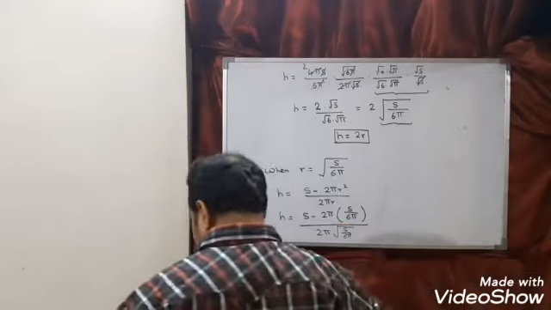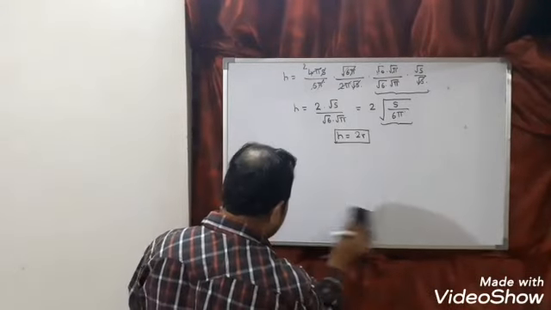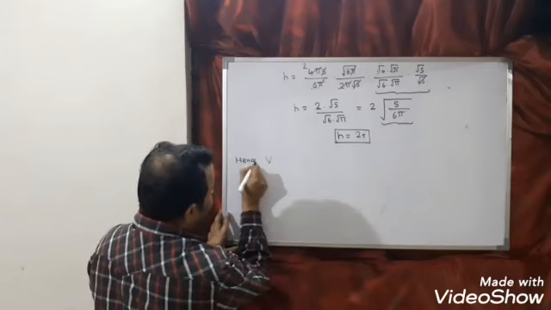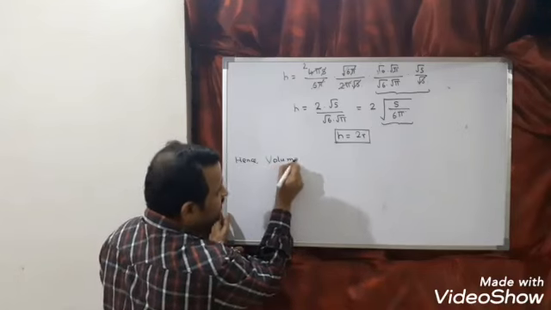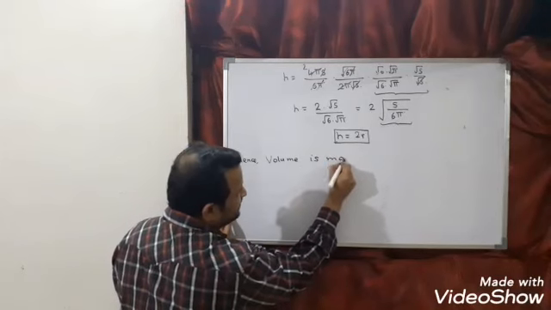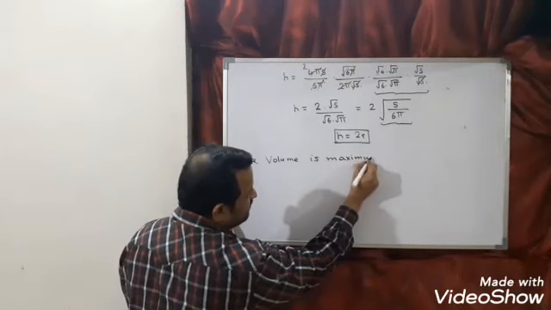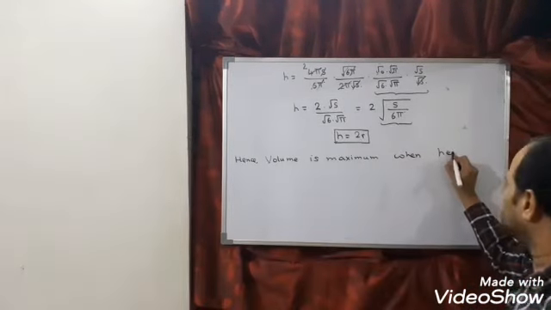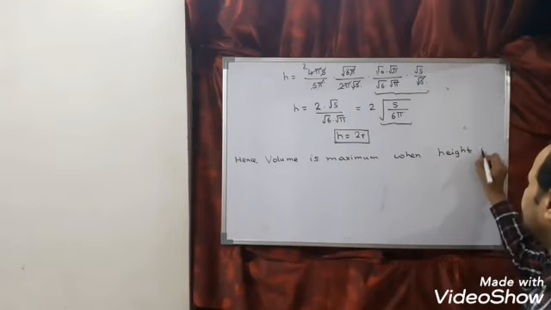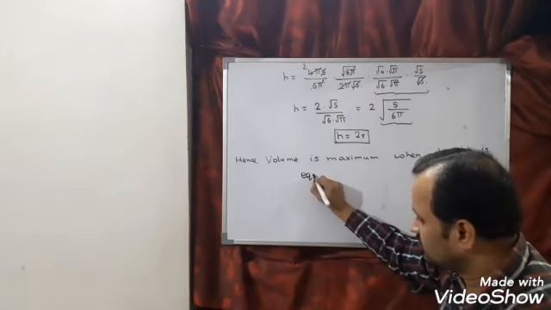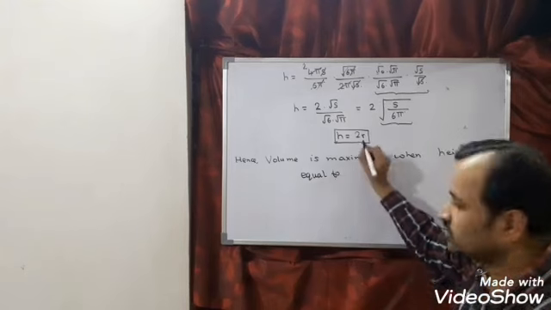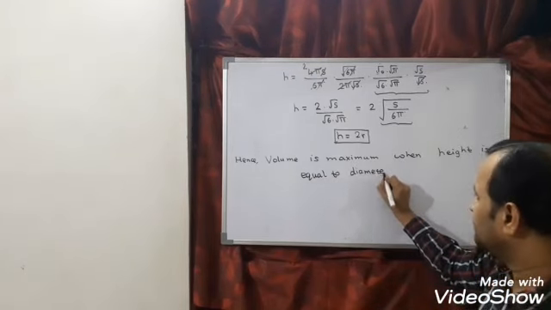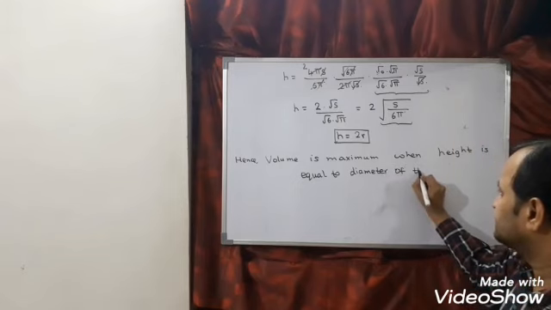So finally I can say, hence volume is maximum when height is equal to 2r, which is nothing but the diameter, equal to the diameter of the base.